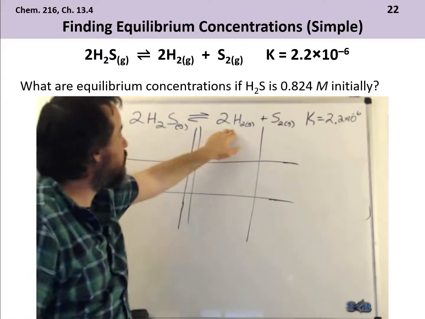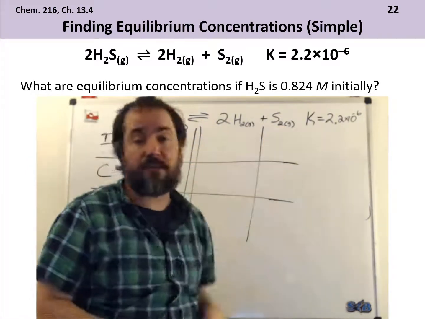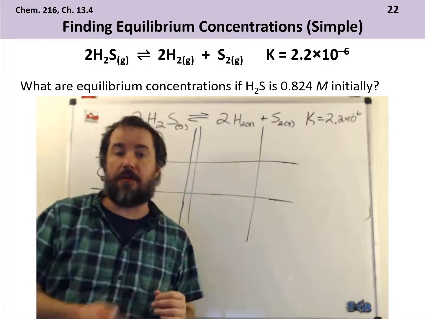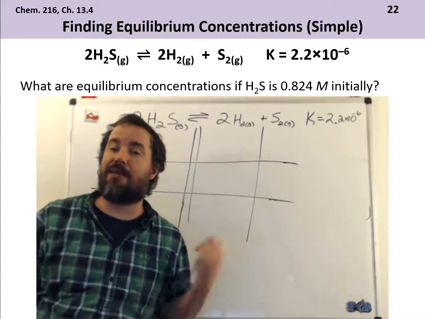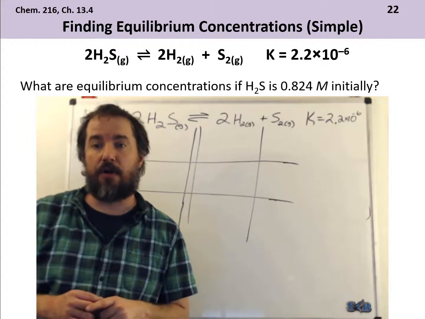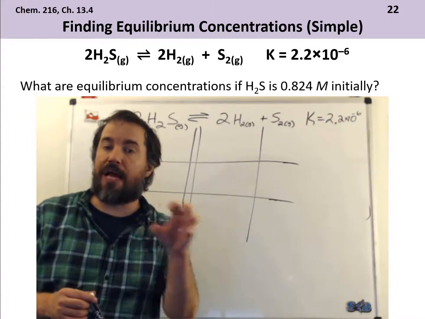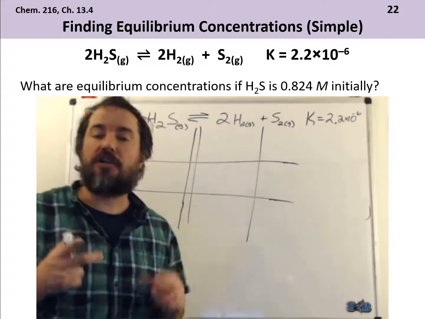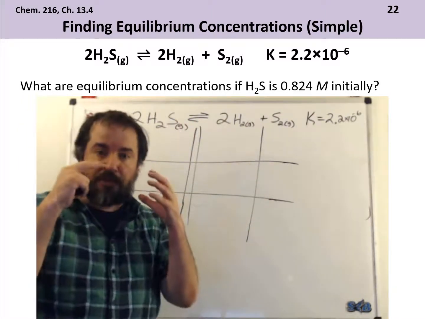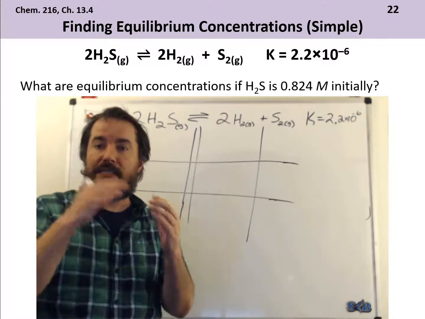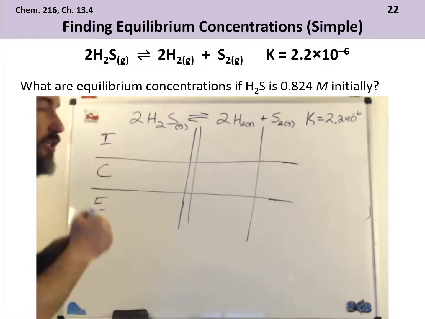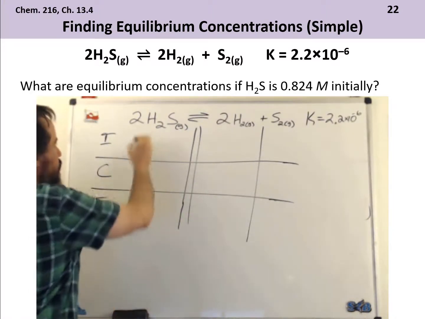2H2S gas goes to form 2H2 gas plus S2 gas. We're given a K, and we're asked for the equilibrium concentrations. Now, this is the second time I've done this problem, and I'll show you where I messed up, or how I knew that I messed up. Okay, these are tough problems. You need to give yourself a lot of space on the page. Make sure you go step by step, right, to figure it out. Okay, so what are we told? We're told we have 0.824 molar of my H2S initially.